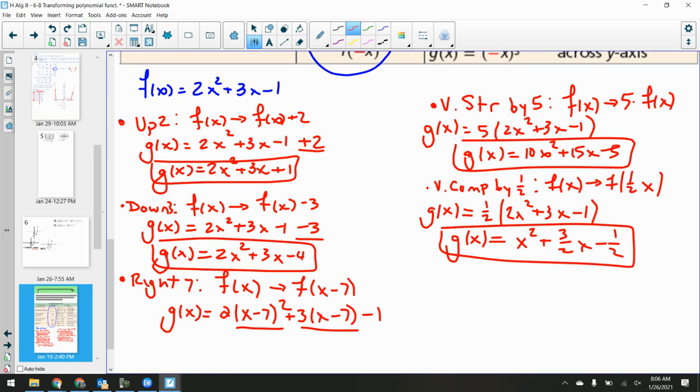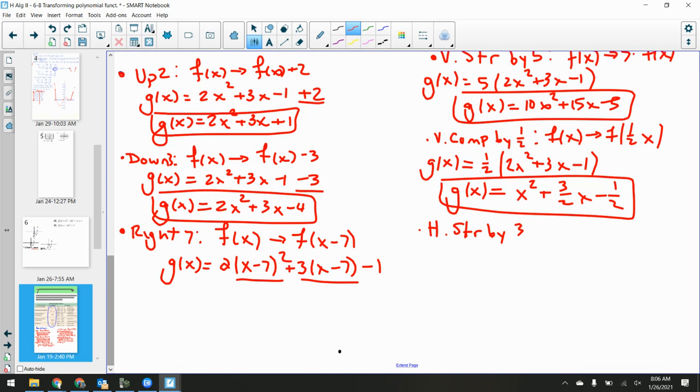And then the last ones that we have to do, without talking about the reflections, are the horizontal stretch and compression. Let's do horizontal stretch by 3. Now remember what that means. That means that f of x is going to map to f of 1/3 x. Right? That's the weird one. Horizontal stuff is the weird one. So it's going to actually turn into a fraction at that point. It's going to be 1/3 x.